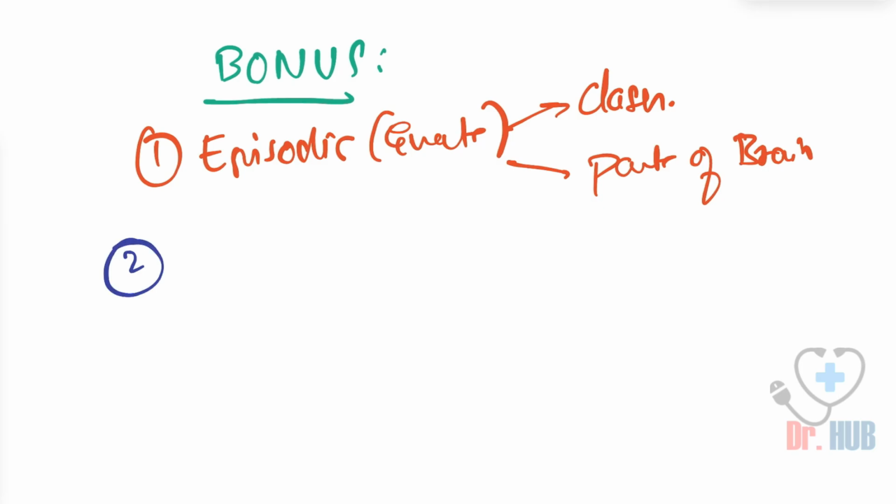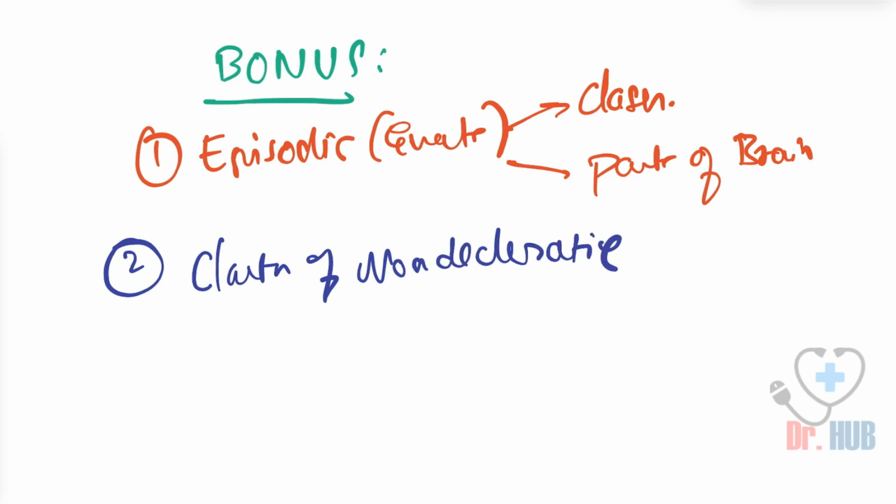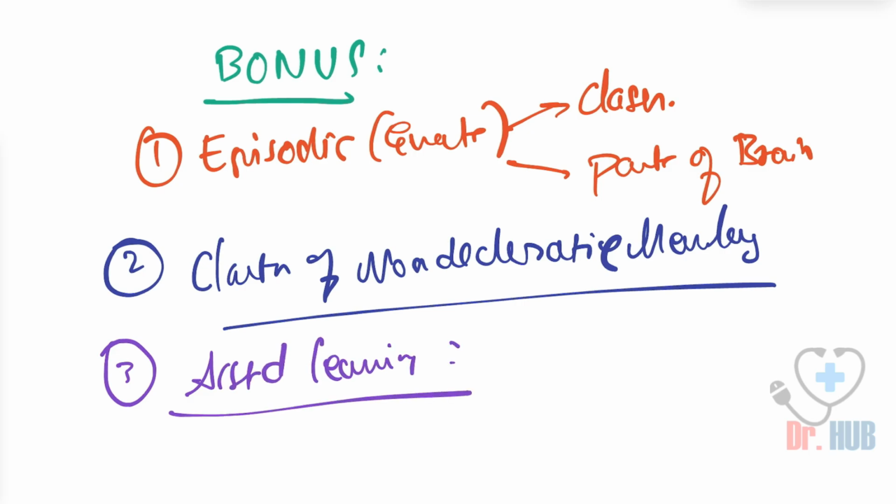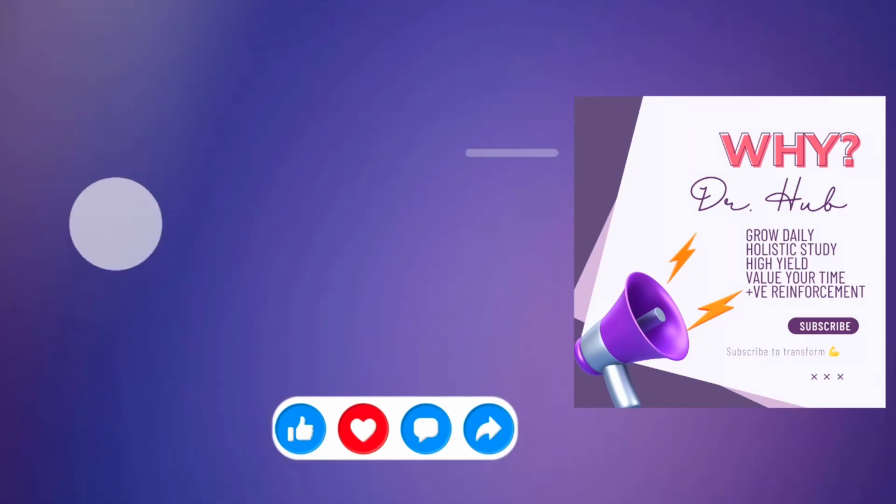The second part of the question is, what are the parts of the brain it involves? The second question we want to ask is, what is the classification of non-declarative memory? What are the types? The third question we want to ask is, in case of associative learning, what are the parts of the brain which are involved? You can answer these questions in the comments.